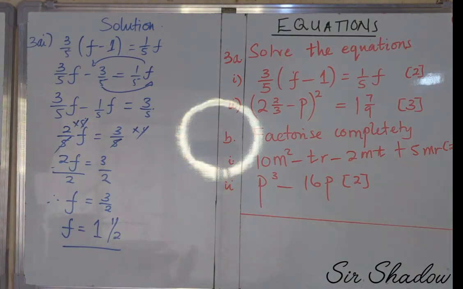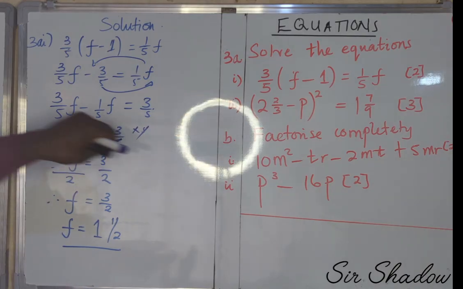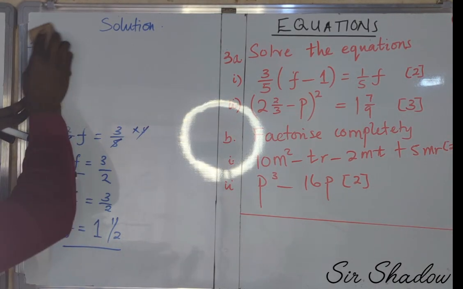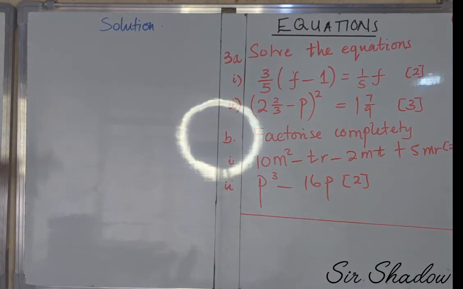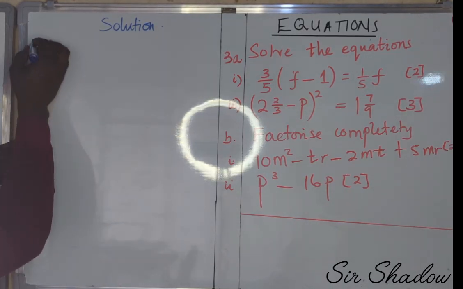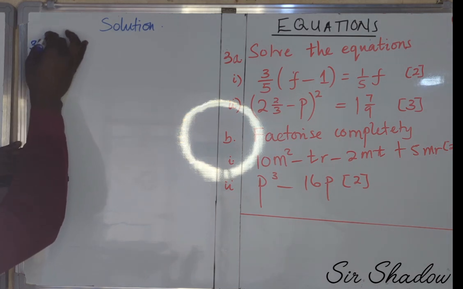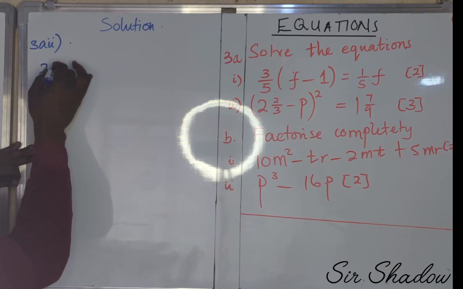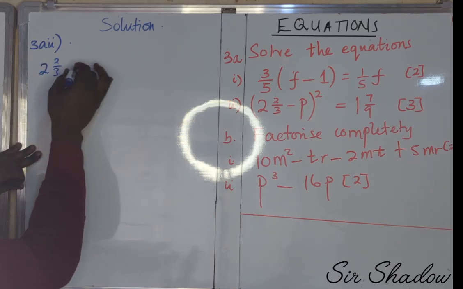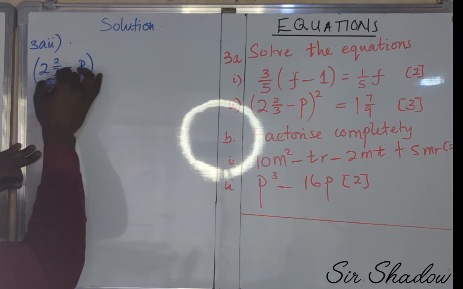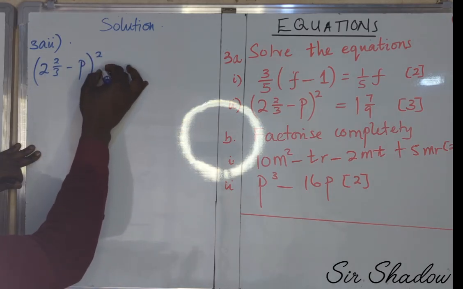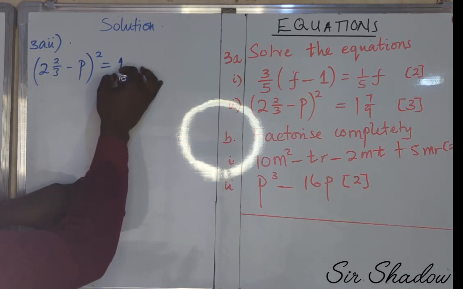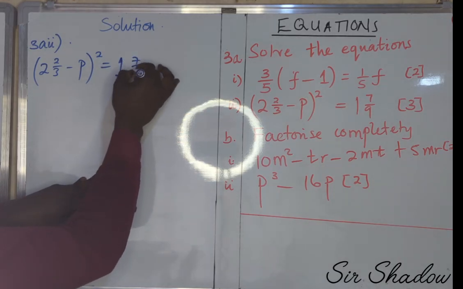Let's now move on to the second question, which is 3a, item 2. For 3a, item 2, we are given 2 plus 2 over 3 minus p, everything to the power 2 equals 1 and 7 over 9.